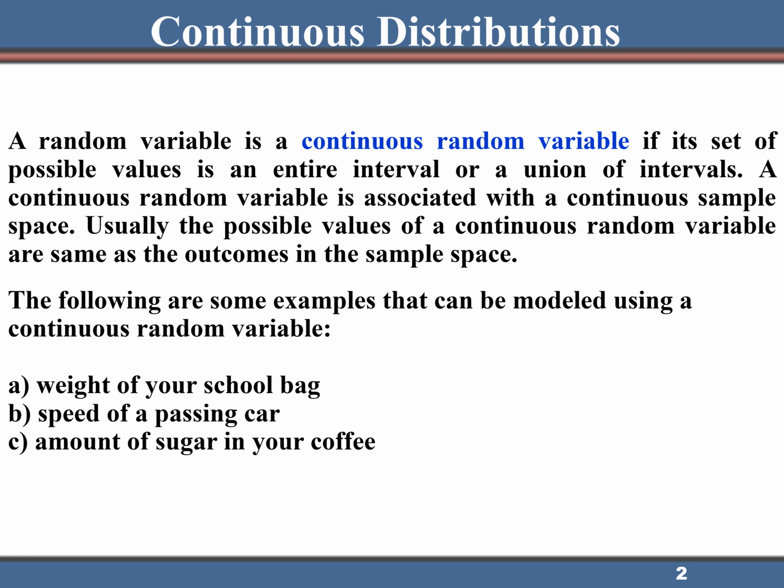For example, the weight of your school bag can be any number inside a certain interval, for example between 2 pounds and 18.5 pounds. Thus, the weight of the bag can be modeled as having a continuous distribution. Similarly, the speed of a passing car and the amount of sugar in your coffee can be modeled by using continuous random variables.